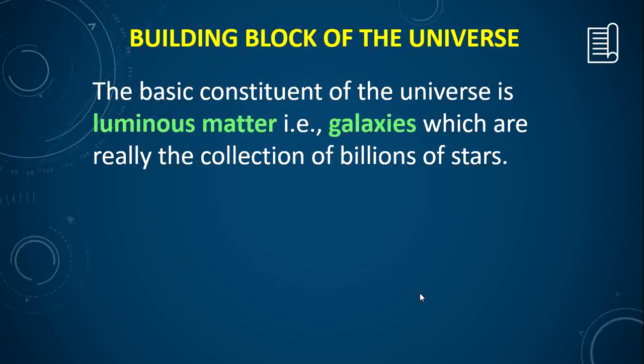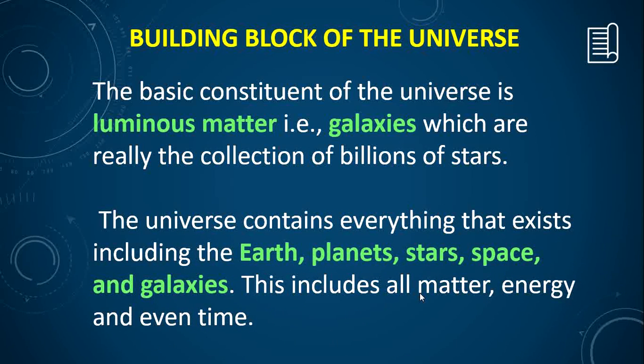Building block of the universe. The basic constituent of the universe is luminous matter, that is galaxies, which are really the collection of billions of stars. What is galaxy? It is a huge collection of gas, dust and billions of stars and their solar systems. It is held together by gravity. The universe contains everything that exists, including the earth, planets, stars, space and galaxies. This includes all matter, energy and even time.